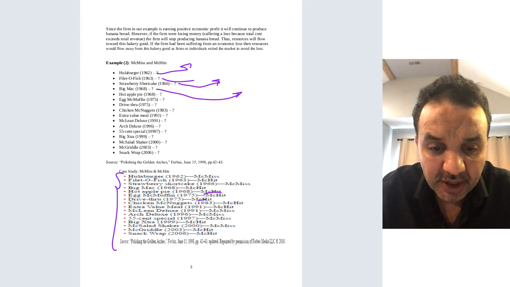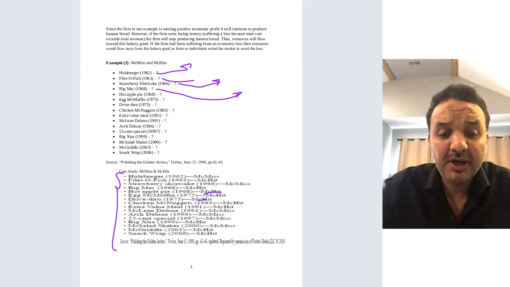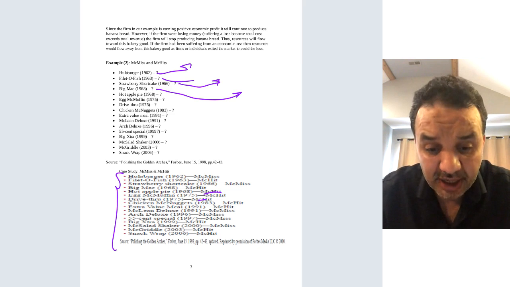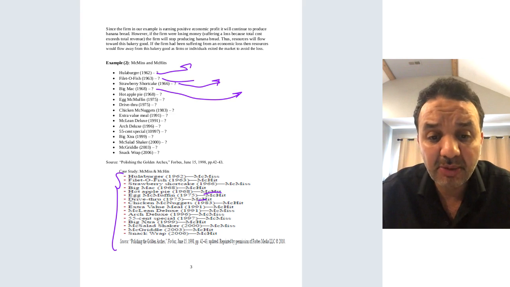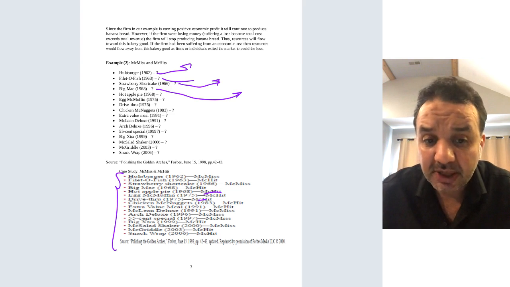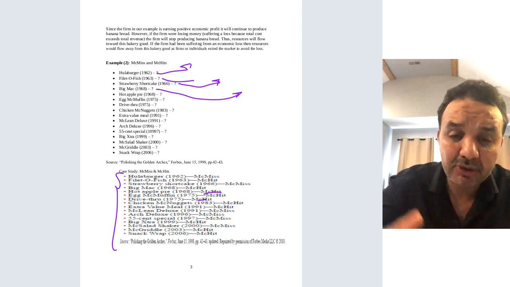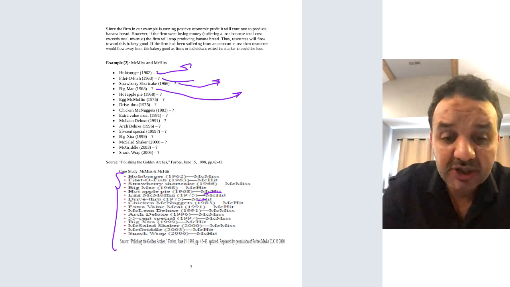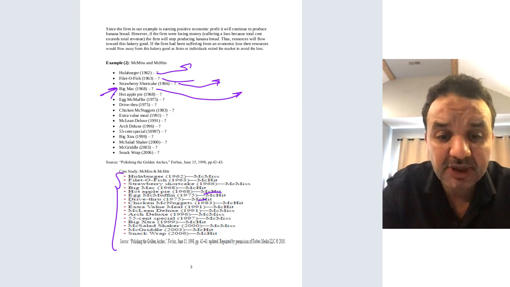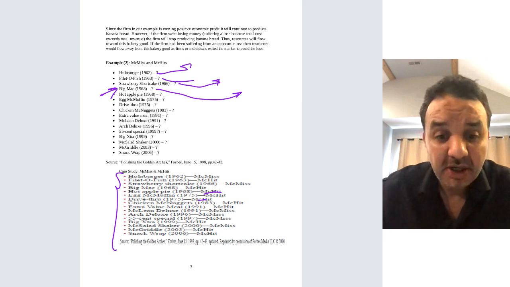This is Mac Hit, and the last one is Snack Wrap, which started in 06. This is Mac Hit. Okay, so this is another example of what goods I'm going to produce. So how can we relate this example to the question which I'm trying to answer? For instance, let's take Big Mac as an example.